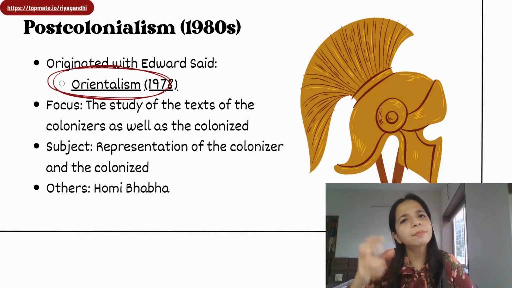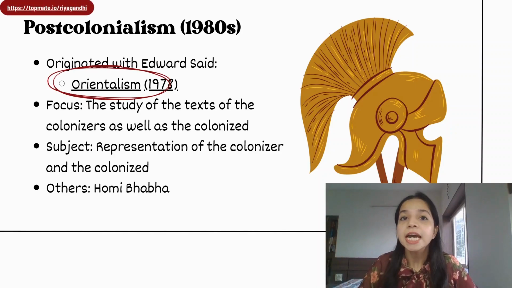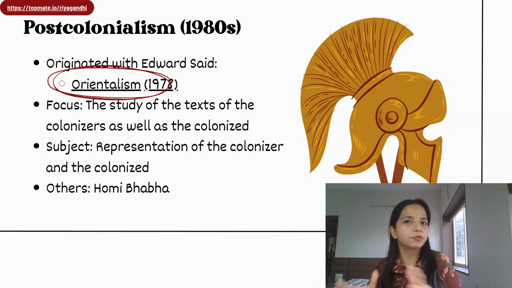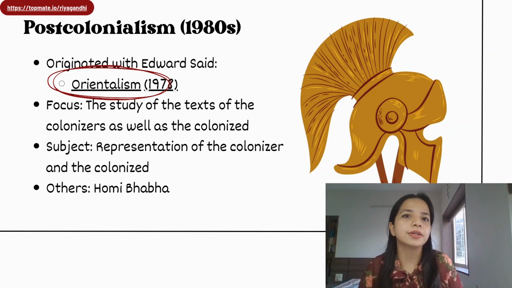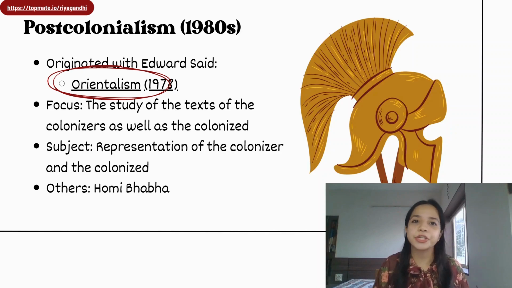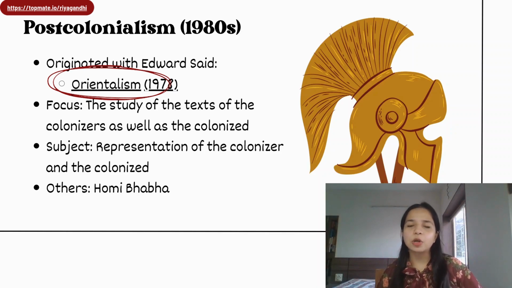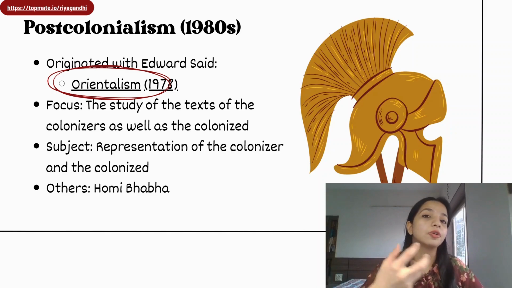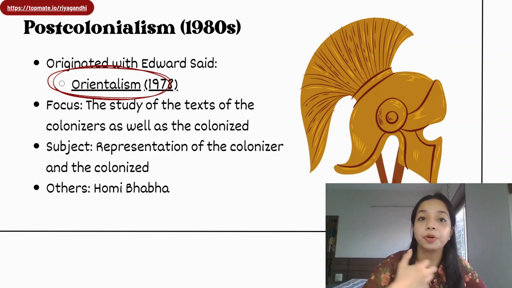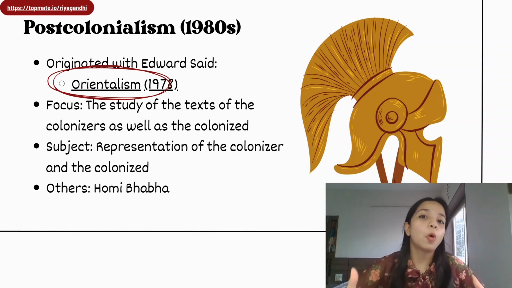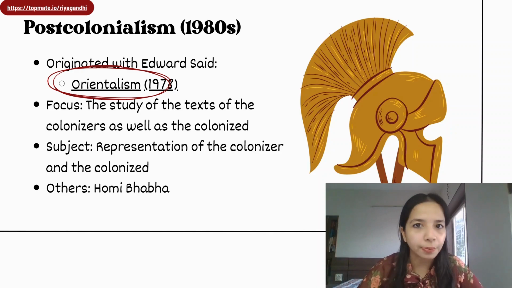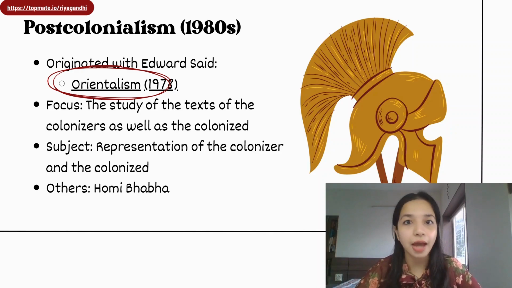Now, the focus of post-colonial literary theory is the study of the texts written by both the colonizers as well as the colonized. It is to study how the colonizers have represented and thought about the colonized in the first place. And it is also the way the colonized have reacted, have protested through their works. Some of the most important post-colonial critics are Homi Bhabha, Gayatri Chakravorty Spivak, and more.